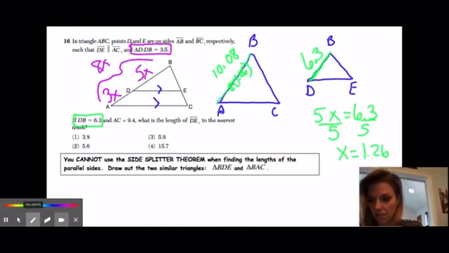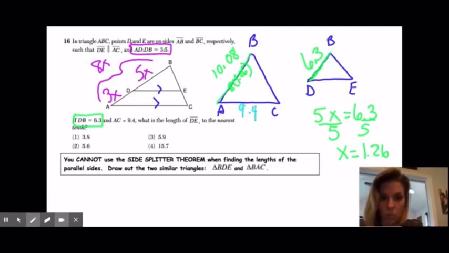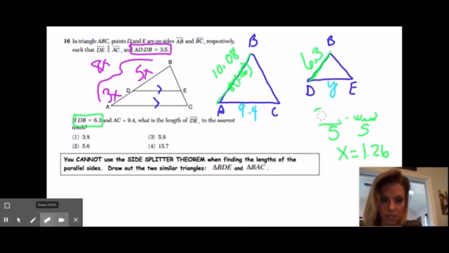Let's go back and see what else they gave me. So again, I just dealt with DB is 6.3, and now it's saying AC, this bottom here, is 9.4. What is the length of DE? I'm going to use a different variable. You can use X again if you want for DE, but I'm going to call that a Y. I'm also going to give myself a little bit of room, so I'm going to erase over here.